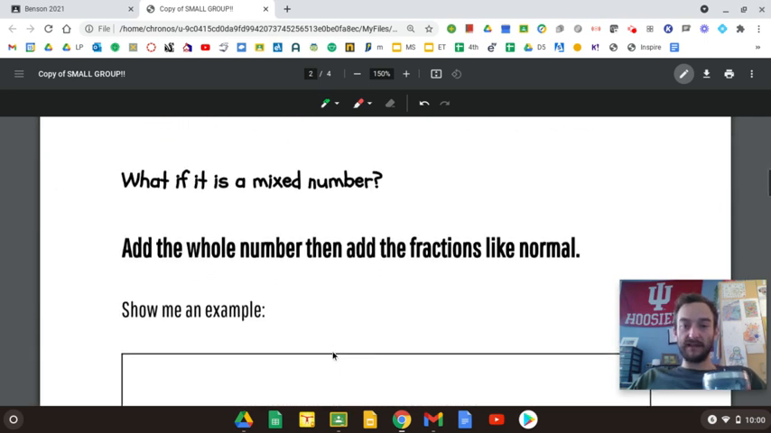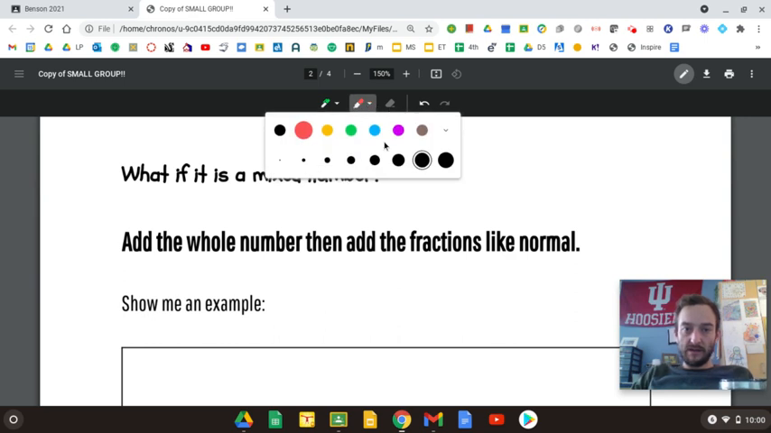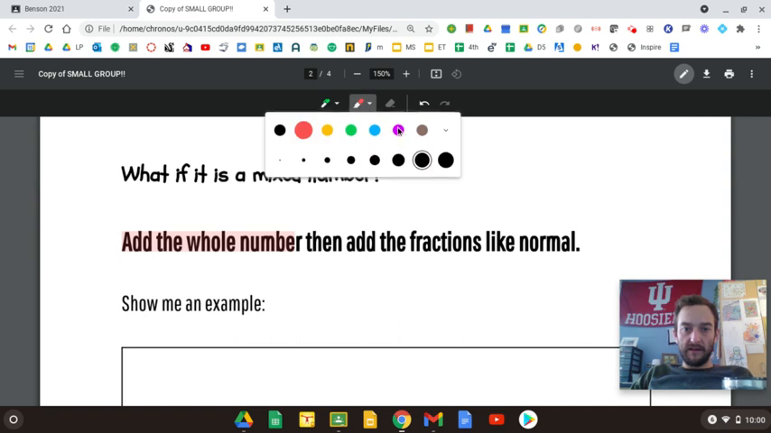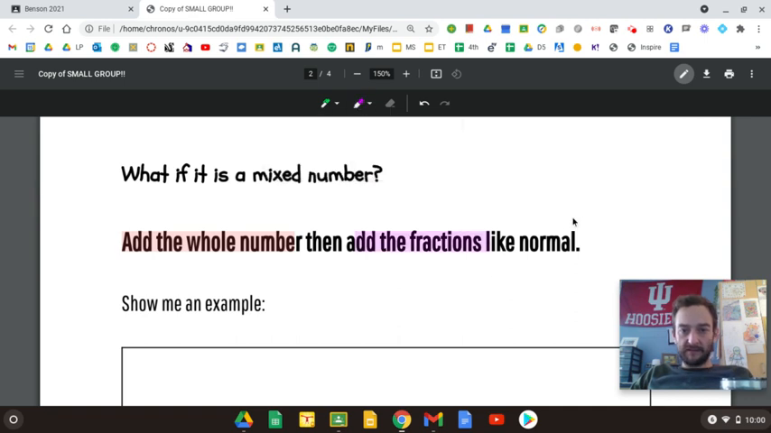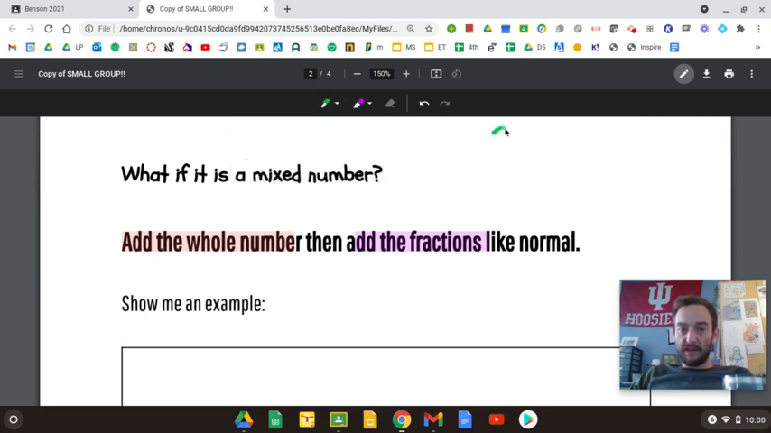But now, the next thing is, what if it's a mixed number? What do I do? Well, that's awfully simple as well. You add the whole number, then add the fractions. Okay? Pretty simple. Add the whole number, add the fractions. Let me show you what a mixed number looks like. So a mixed number would be something like 3 wholes and 1/6. That's a mixed number because it's a mixture of a whole number and a fraction.